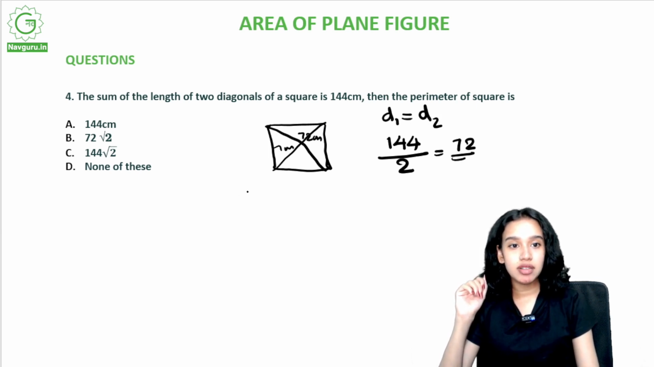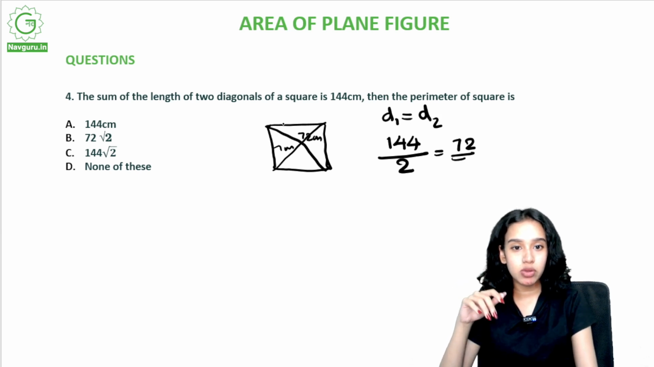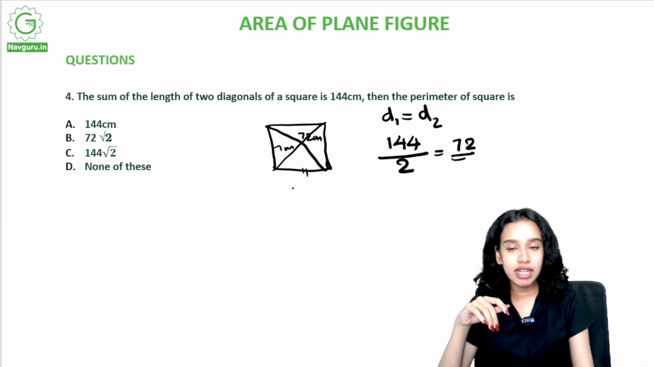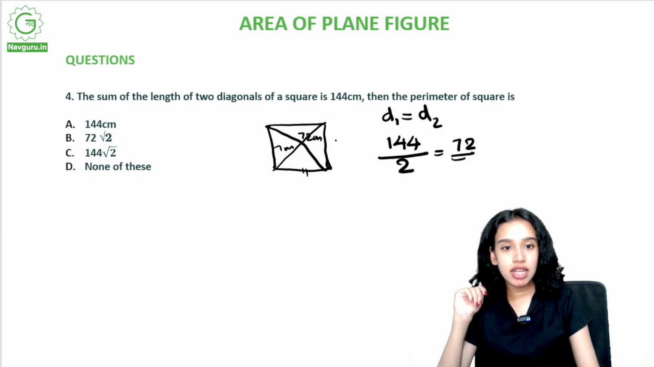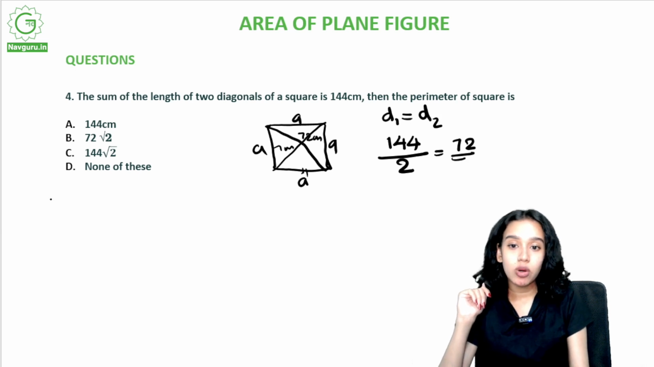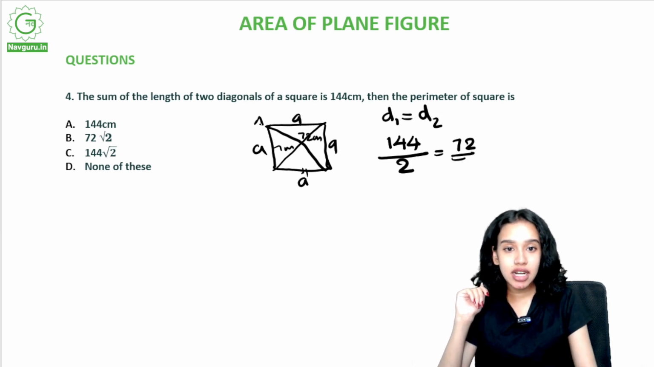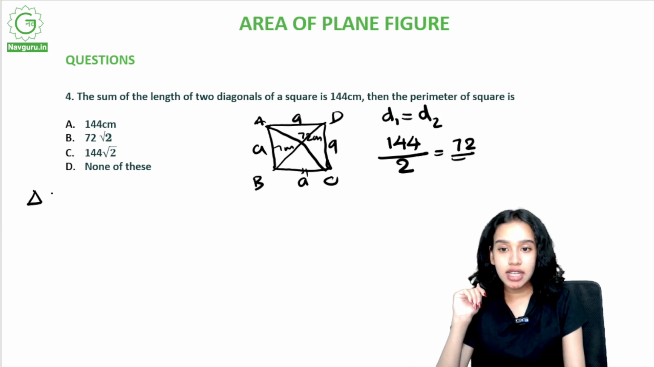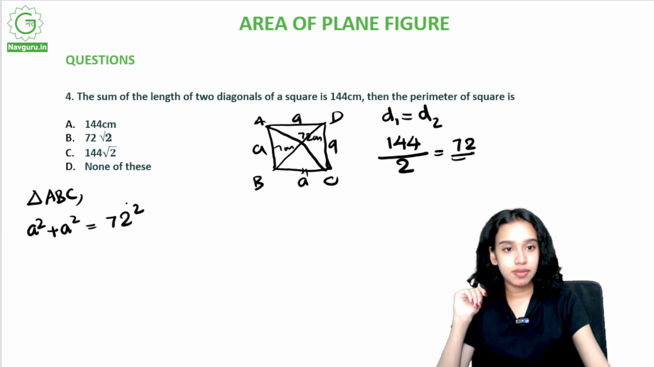Now the same thing, we have to find the perimeter of the square. We need to find the length of one side to find the perimeter of the square. So let the side length be a. Now let's consider the triangle ABC. In triangle ABC, a square plus a square is equal to 72 square, right?